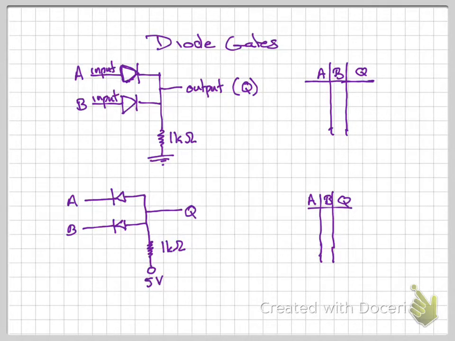Okay, so let's look at actual diode gates, real gates that we're going to build from diodes. These are the first two gates after you build your digital to binary converter. And just imagine what's going to happen here. I'll go over the first one with you, which is the OR gate, and then you can see if you can figure out the second one, the AND gate, on your own.